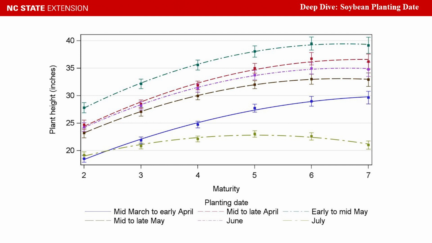If you look at some of these others, the purple line is the mid to late April. The teal line is the early to mid-May. And I would just say, if you looked across the state at all these plots for the past 5 years, generally our early to mid-May planting dates have had the tallest beans, which is, I think, counterintuitive to what a lot of us would think. And then you have your July planted beans down here where you had the shortest plant height, and I think we would expect that.